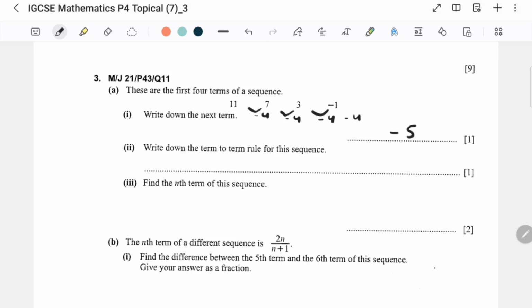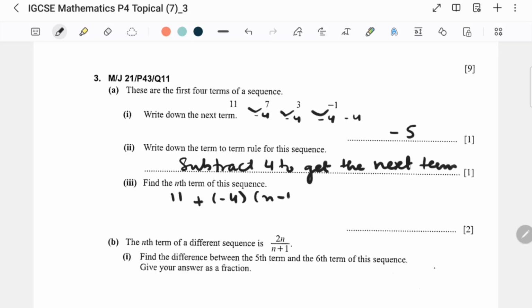Write down the term to term rule. So we just subtract 4 to get the next term. Find the nth term, a plus d(n minus 1). So a is 11 plus minus 4(n minus 1), a linear sequence: 11 minus 4n plus 4. So that will become 11 plus 4 is 15 minus 4n. So 15 minus 4n is the answer.